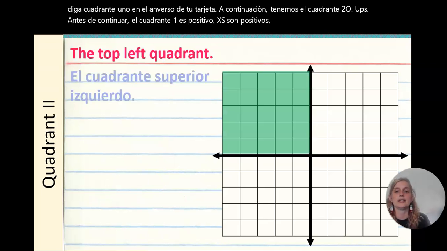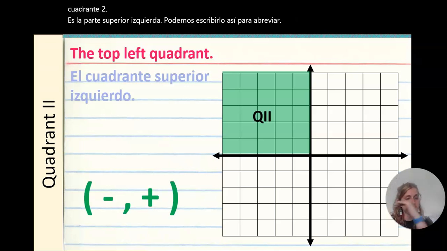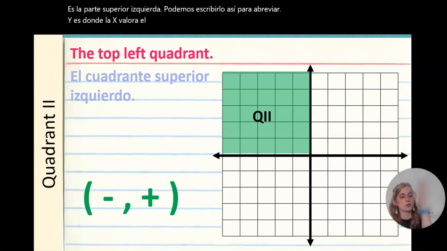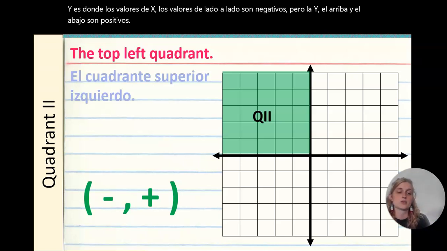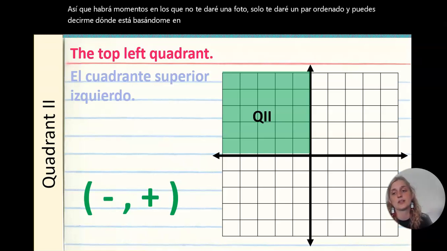Quadrant 2, it's the top left. We can write it like that for short, and it's where the x values, the side-to-side values, are negative, but the y, the up and down, are positive. So there will be times when I won't give you a picture, I'll just give you an ordered pair, and you can tell me where it is based on looking at the positives and the negatives.